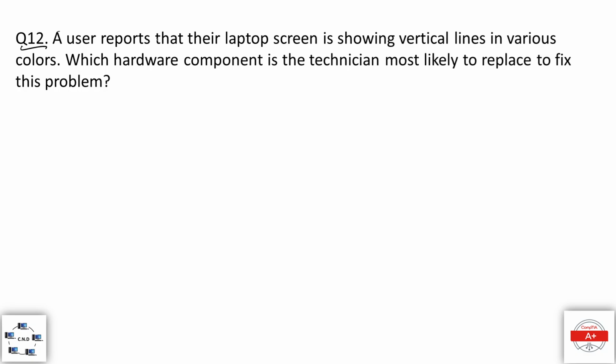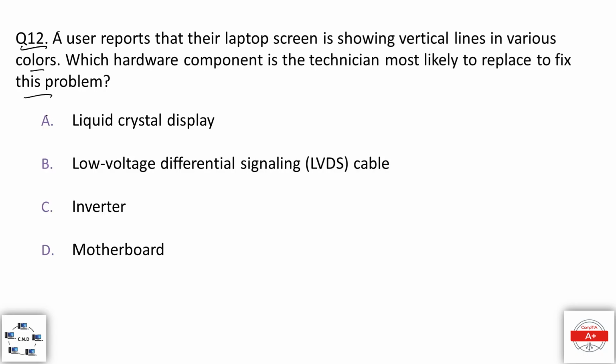Question number 12. A user reports that their laptop screen is showing vertical lines in various colors. Which hardware component is the technician most likely to replace to fix this problem? The options are: option A, liquid crystal display; option B, low voltage differential signaling or LVDS cable; option C, inverter; and option D, motherboard.